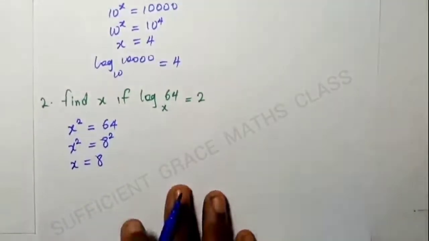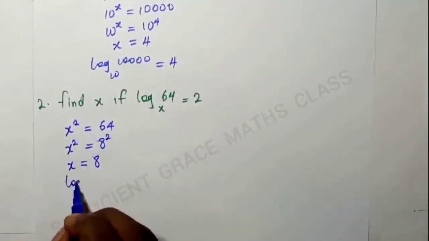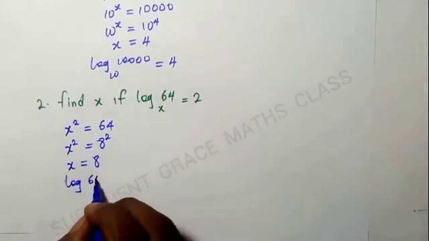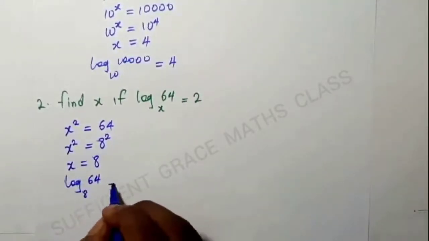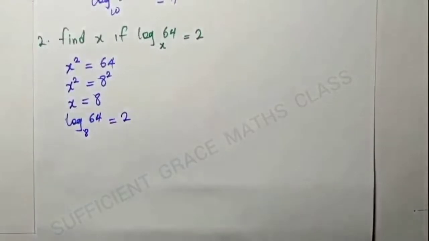Now that we have gotten our x to be 8, we can say that log of 64 to base 8 is equal to 2. Example 3.